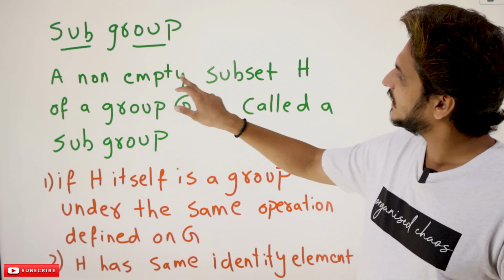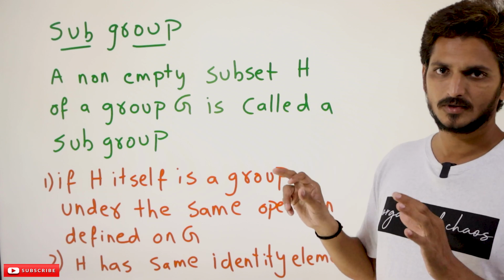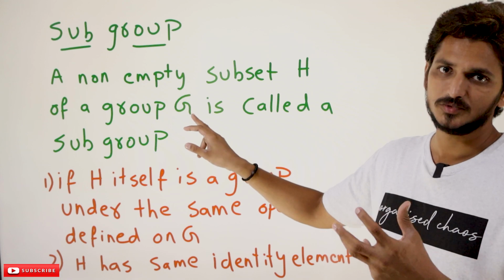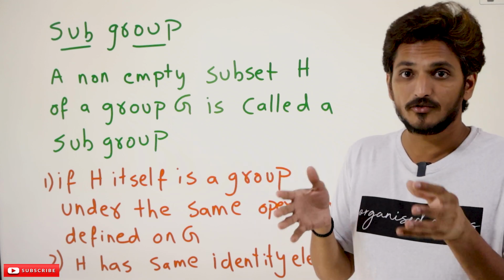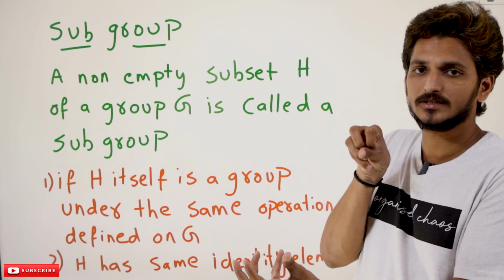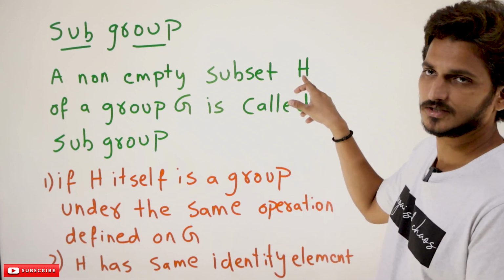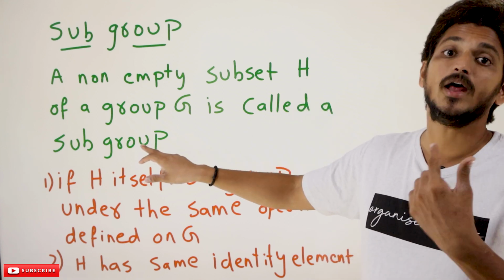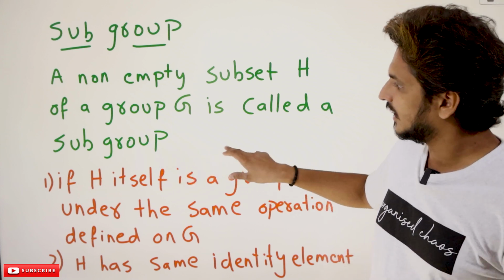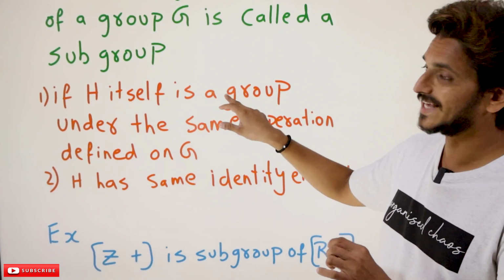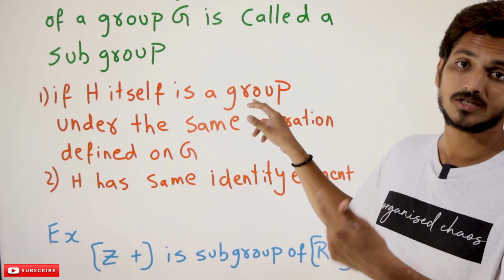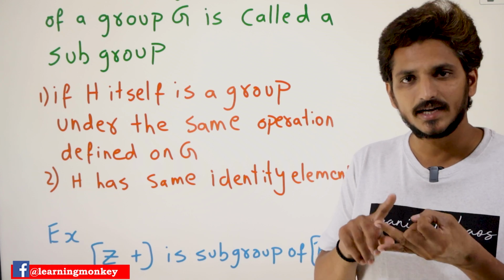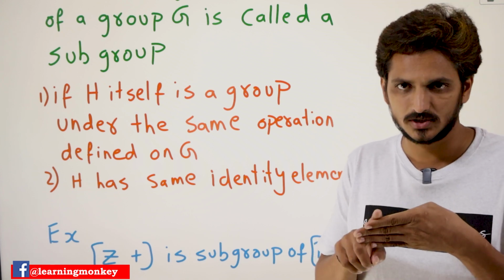A non-empty subset H of a group G. You take a group G. G is having some set of elements. From that, you pick some subset of elements. That subset we call H, and this H we call a subgroup when H itself is satisfying the group properties. What are the properties? 4 conditions are there: closure, identity element, inverse and associative.